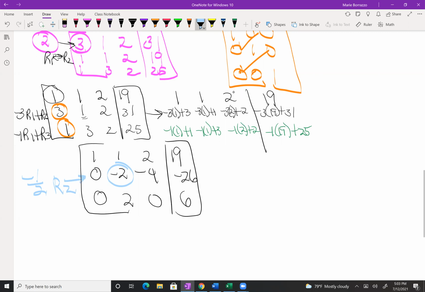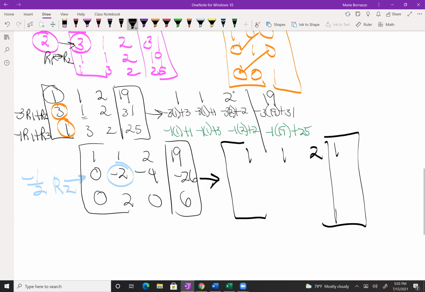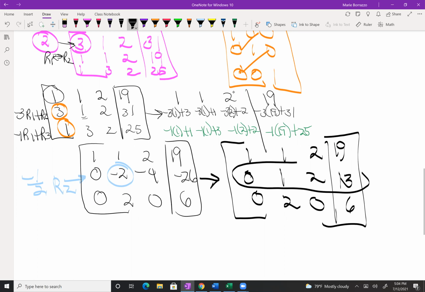My row 2 is now going to become, and I'm doing this in stages so you see the big picture, 1, 1, 2, 19. This is 0, 1, 2, 13. And here you have 0, 2, 0, 6, nothing changed. The only thing that changed at this point was this row from this calculation.